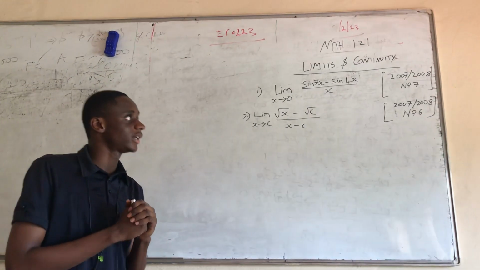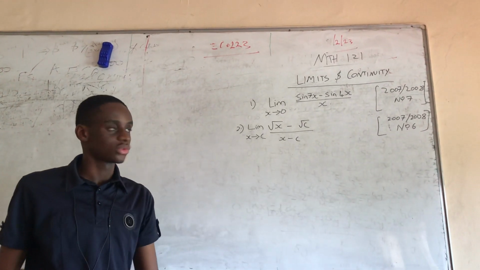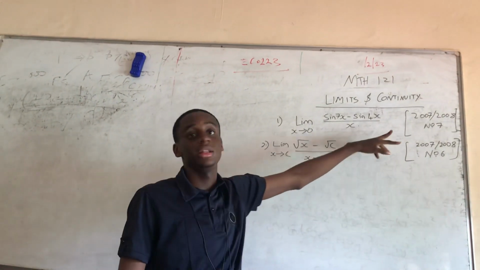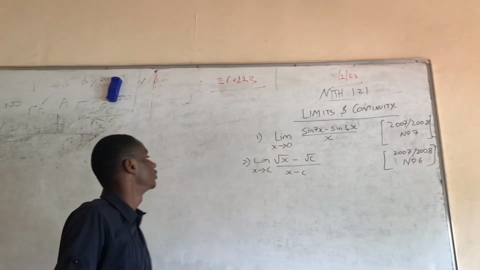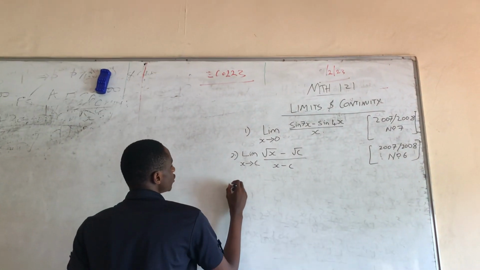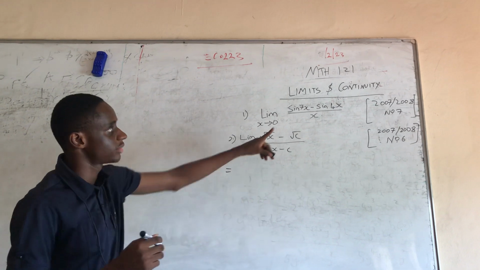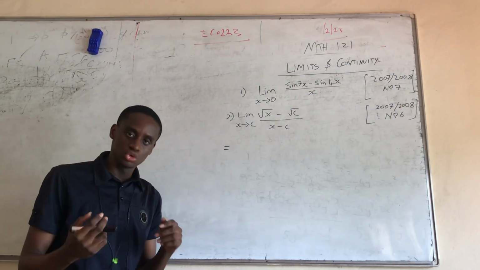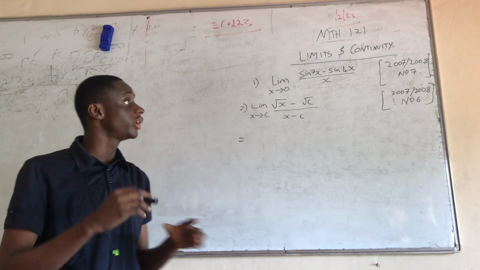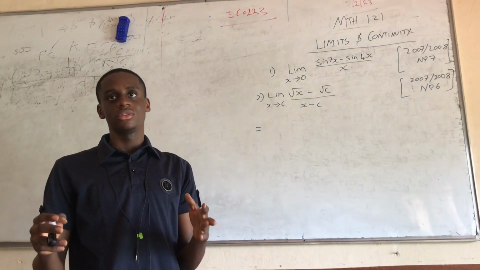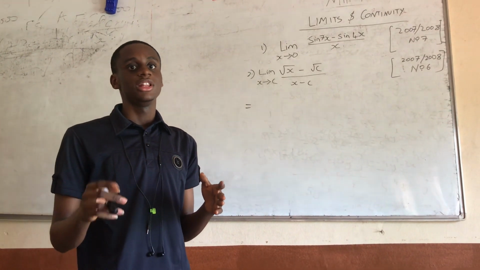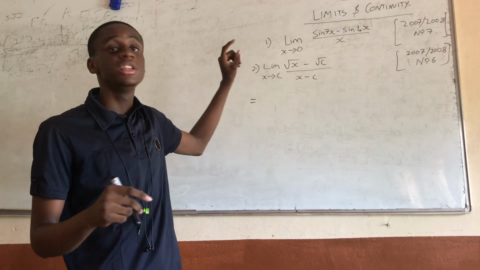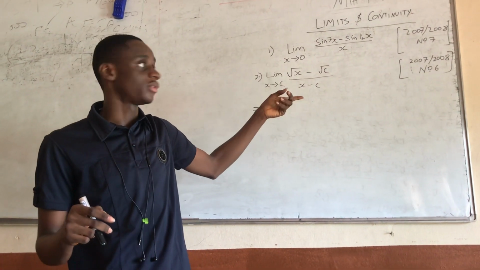We are being asked to find the limit of these functions, taken from your textbook. The first one is the limit of sin 7x minus sin 4x all over x. We can choose to apply either of the two rules. First of all, let's solve by substituting and see if it gives us an indeterminate form.